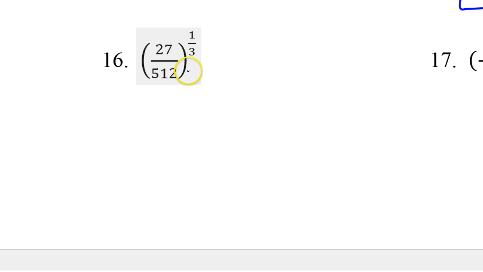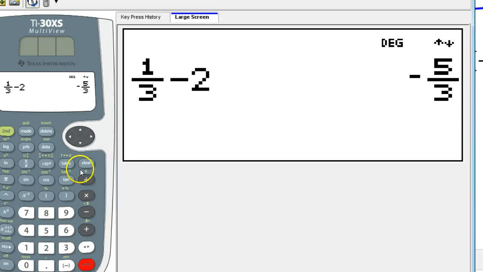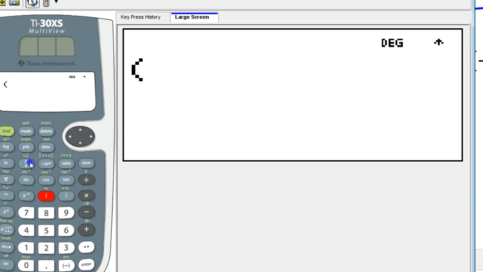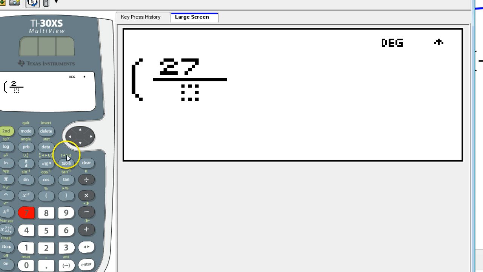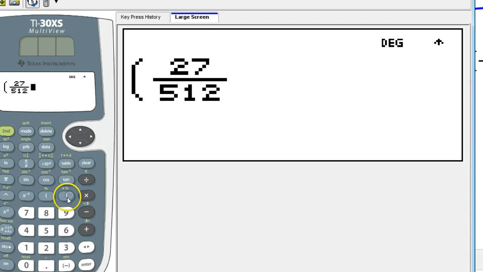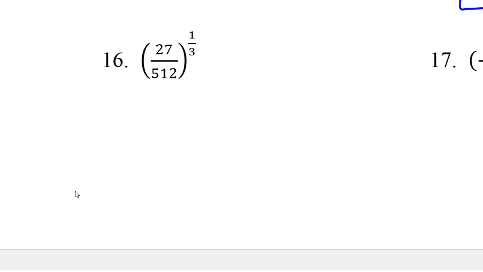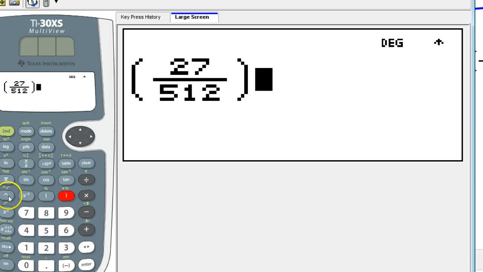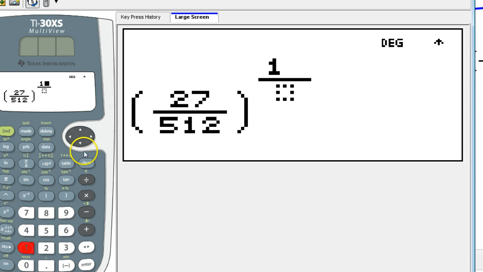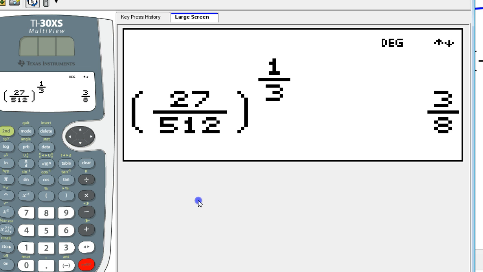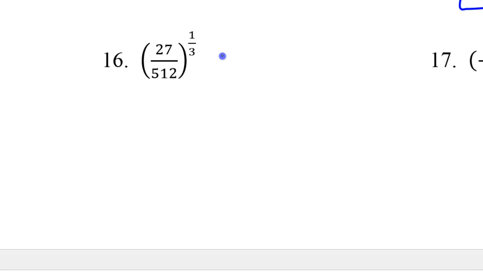Number 16. I'm curious if the calculator will do this, so I'm going to try. So this is 27. What is it, 512? Okay, to the 1/3 power, so to the... oh, calculator did it. All right, 3/8. Brilliant.